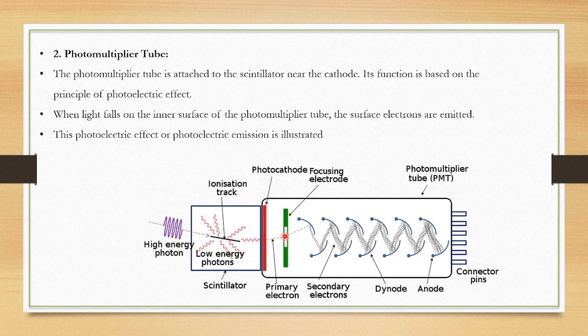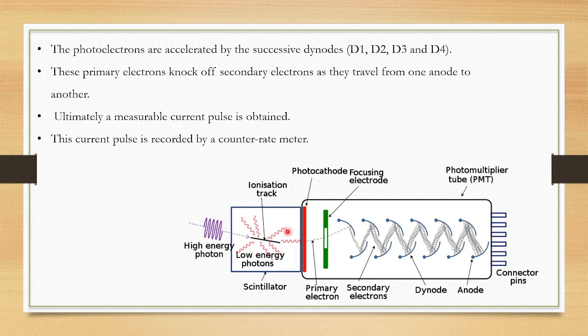The surface electrons are emitted. So the surface electrons, or the primary electrons, are emitted. This photoelectric effect or photoelectric emission is illustrated. So when the low energy photon touches the cathode, it emits electrons. Electrons are emitted here. The photoelectrons are accelerated by the successive dynodes. Something here helps to focus the photoelectrons.